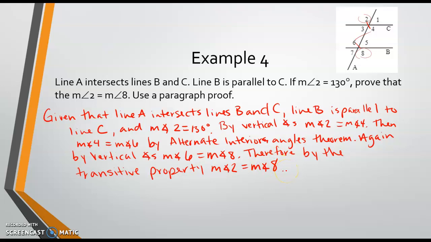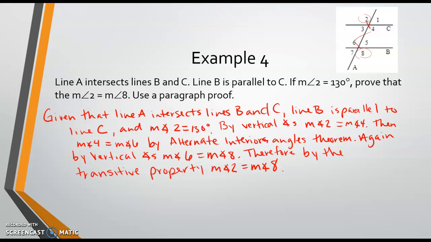All right, so again, we could use a 2-column proof to organize our ideas, but it's just taking our statement and pairing it with our reason and creating a sentence. And then all of a sudden we have a paragraph proof.